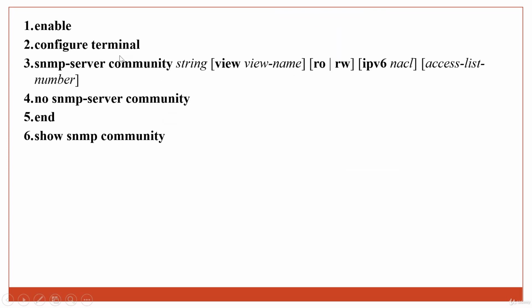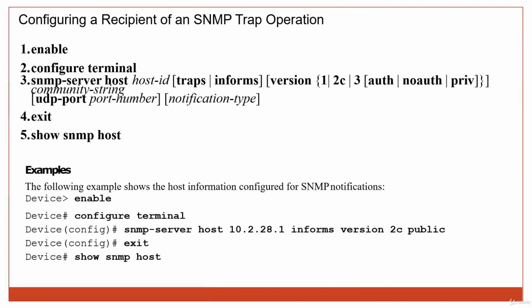Now you can see it's very easy: snmp-server community string, view, read only, read write, then ACL number. If you want to shut this down, meaning remove the SNMP, you can use no snmp-server community. Again, we can check with show snmp community.